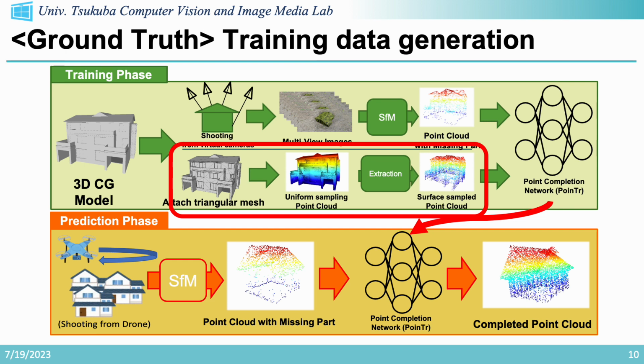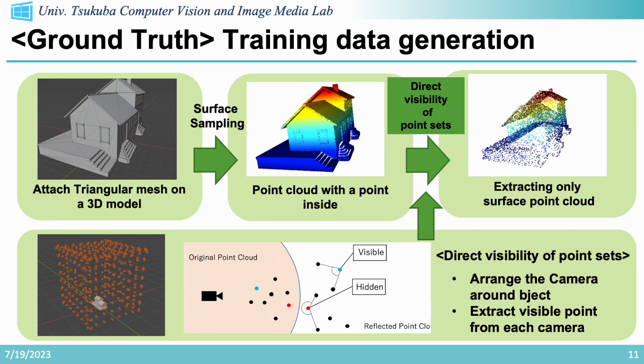Next, let me talk about generation of the point cloud that will be the ground truth. To generate a ground truth, surface sampling of the CityGML model is performed. Attach the triangular mesh to the 3D CityGML model of the building used earlier, and perform the point sampling on each mesh surface.